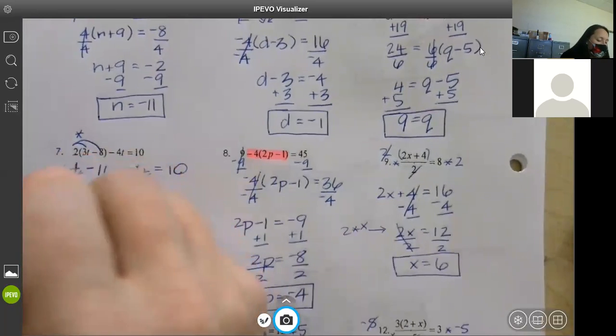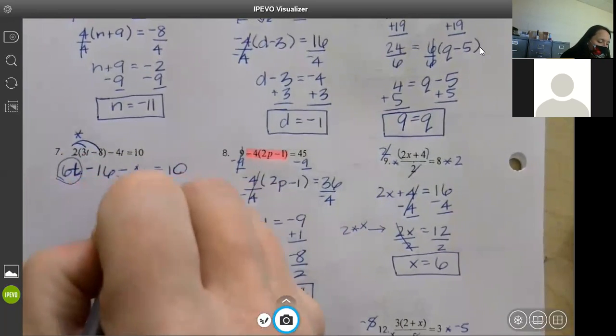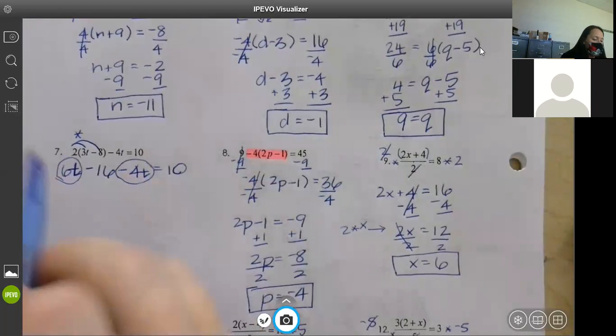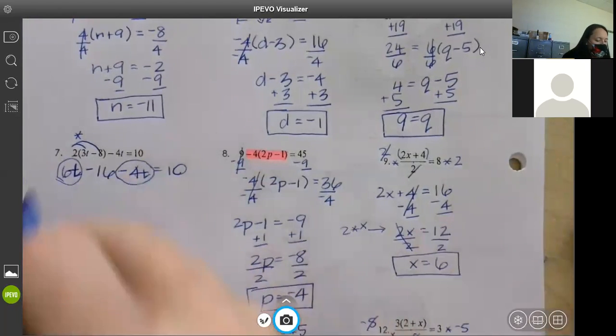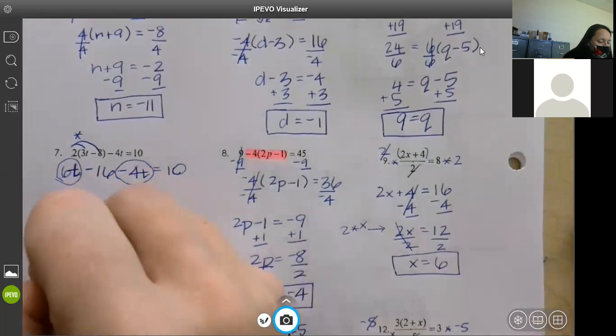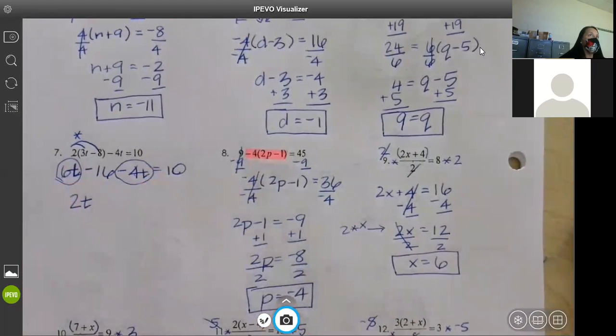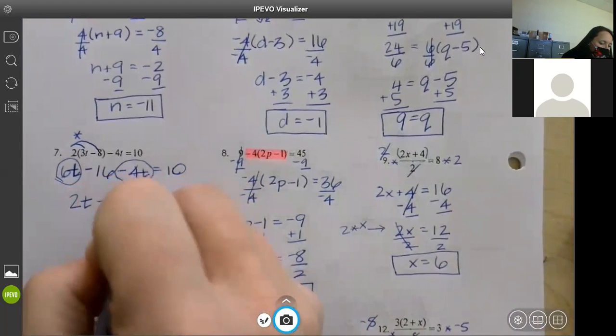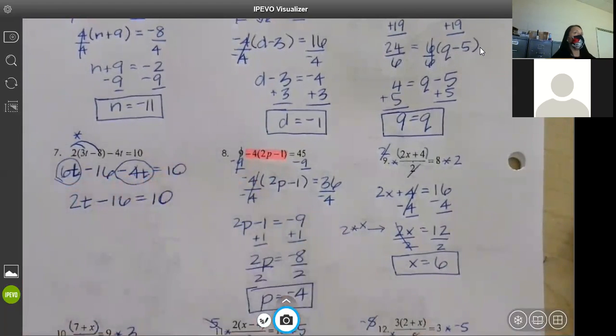Just like before, we don't want 2 t's. We only want 1. So we're going to squish those together. What's 6 minus 4? 2. And they're t's, which makes them like terms. Then we're going to write what I didn't circle. A -16 equals 10. So that's it. The distribution was the hardest part. Put them together. And then now it's an easy equation.